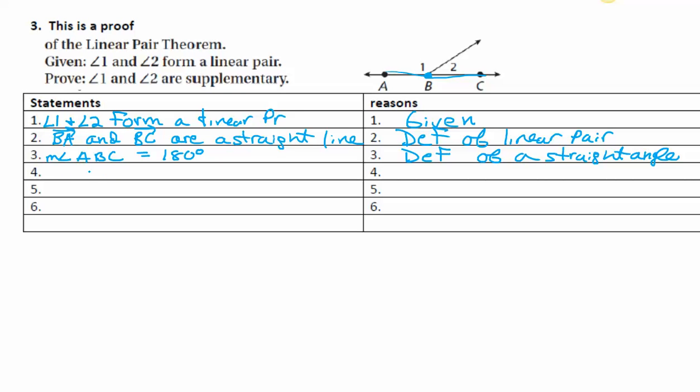All right, so let's see. What do we got here? We've got that that's equal to 180 degrees, which is good because we know that supplementary is equal to 180 degrees. So that's my next thing. If the measure of angle ABC is equal to 180 degrees, that means that the measure of angle 1 plus the measure of angle 2 is equal to 180 degrees because of the angle addition postulate. Remember, the angle addition postulate says that this plus this is equal to the whole thing.